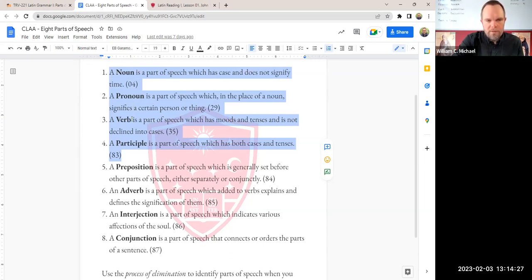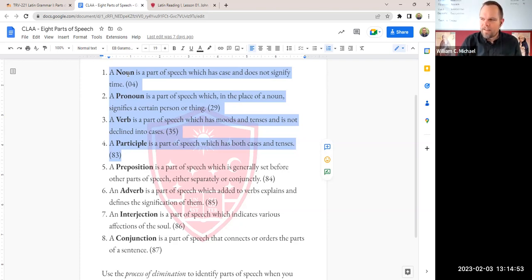Yeah, that's right, Grace. Preposition, the word pre actually means before, and position means place. Good. All right, so let's look at principio. Is it a noun? A noun is a part of speech which has case and does not signify time. Now, this is going to be really confusing, and it's funny that in God's providence, this is the first word we get in our lesson.